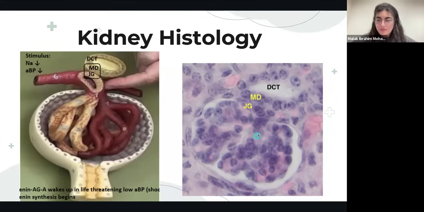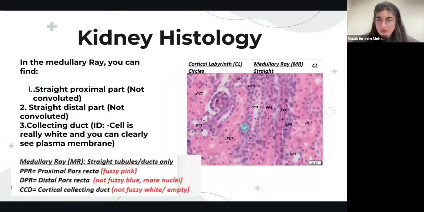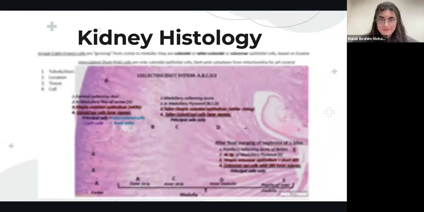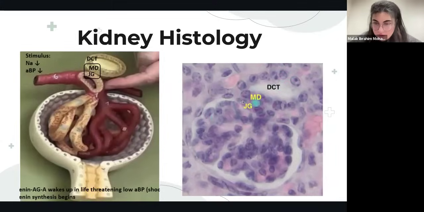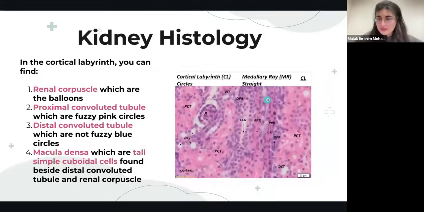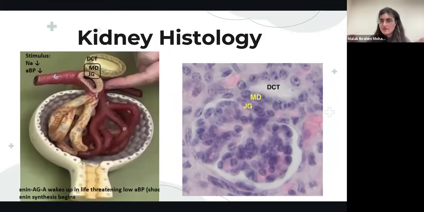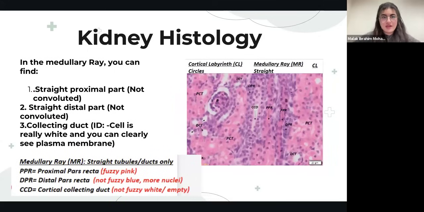You would see a glomerulus, or, as you mentioned here, a renal corpuscle. You would see a renal corpuscle, and then you would see on top of it a distal convoluted tubule. And we said that we can identify the distal convoluted tubule because they are blue and fuzzy. So distal convoluted tubule, and you have the juxtaglomerular area, and then you have the macula densa. The macula densa is just a part of the distal convoluted tubule, but it acts as a feedback mechanism for the kidneys.